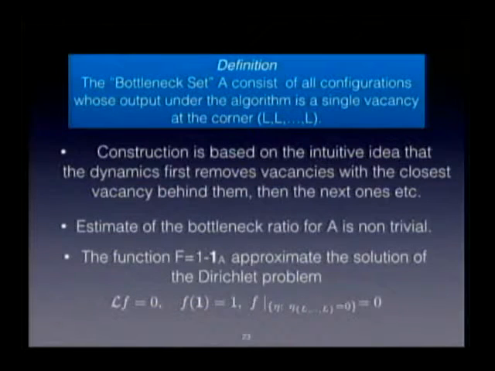And if you take the function that is 1 minus the indicator of this bottleneck set A, it is actually a very good approximation of the solution of the Dirichlet problem, in which L, the generator of the dynamics, is like a Laplacian, ideally equal to 0, with boundary condition 1 on the all-1s configuration, and 0 on the set of configurations with the rightmost, topmost 0.